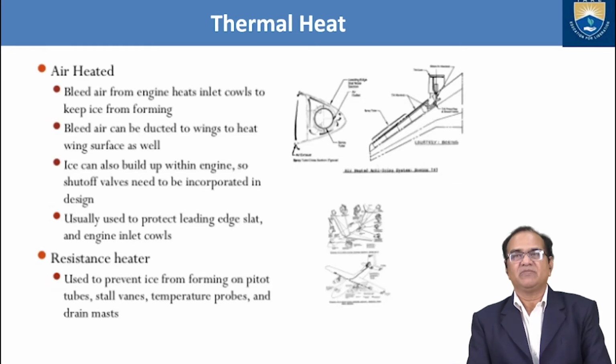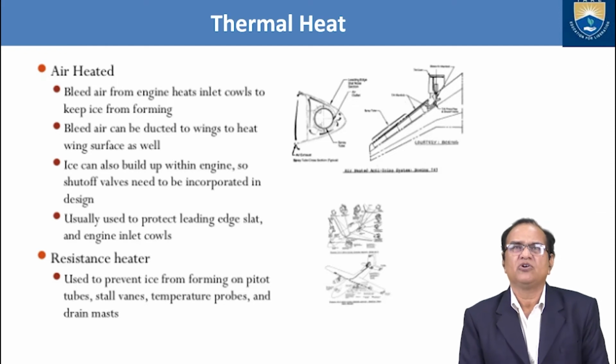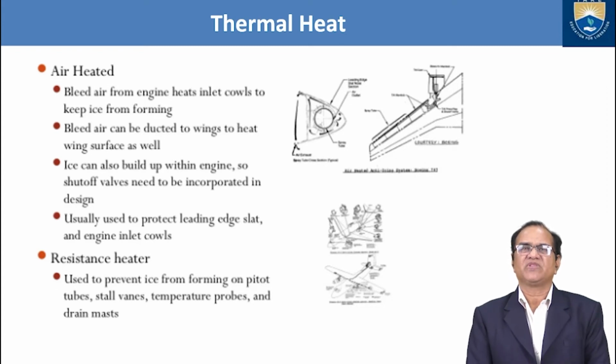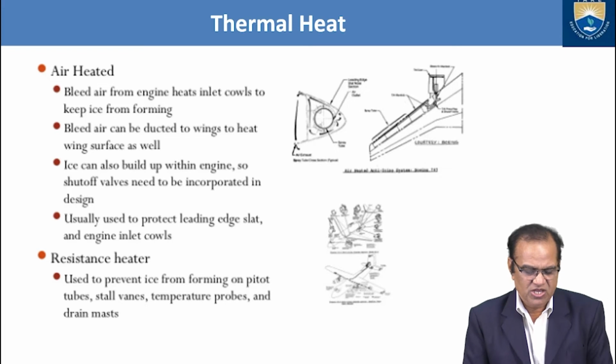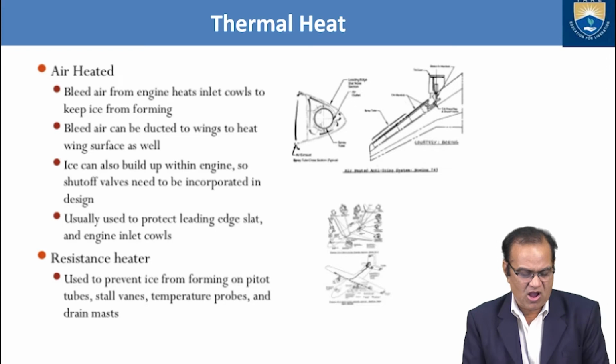Now we use another method, thermal heating. We heat by taking the heat from the engine, from the turbine side. The bleed air from the engine heats the inlet cowls to keep ice from forming. Bleed air can be ducted to the wings to heat the wing surface as well. Ice can also build up within the engine, so shut-off valves need to be incorporated in the design, usually used to protect the leading edge slat and engine inlet cowl.